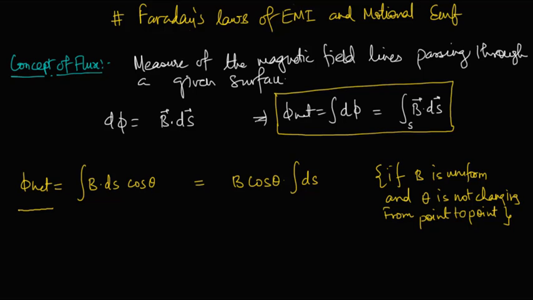And if B is uniform and theta is not changing from point to point, then I can take B cos theta outside of the integral, and all I have to do is integrate ds, and I'll get the value of phi net.